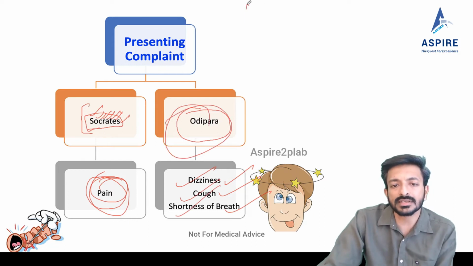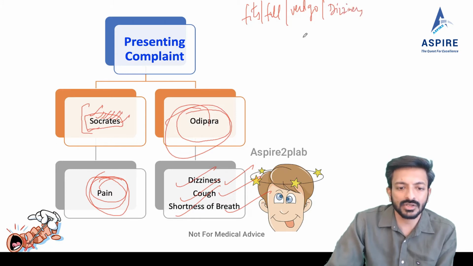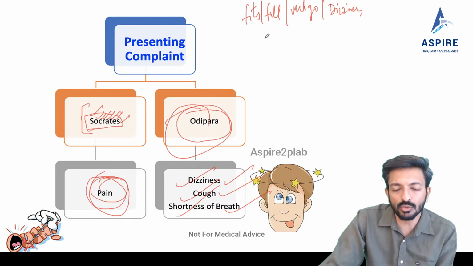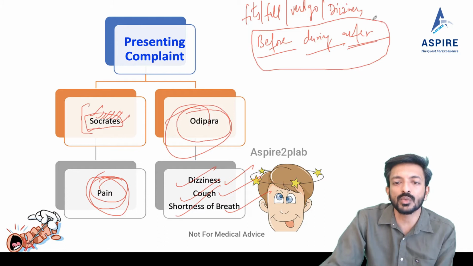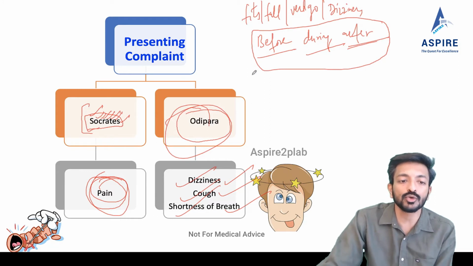And there are a few things. For example, the patient has got fits, a fall, vertigo, or dizziness. You can use OPQRST, but also one more thing we have to do. We have to ask before, we have to ask during, we have to ask after. For example, with a fit, we ask what happened before the fit, what happened during the fit, and what happened after the fit. That kind of history we have to take when we are dealing with a case of fit, fall, vertigo, dizziness. Right, so this is the way you do presenting complaint.